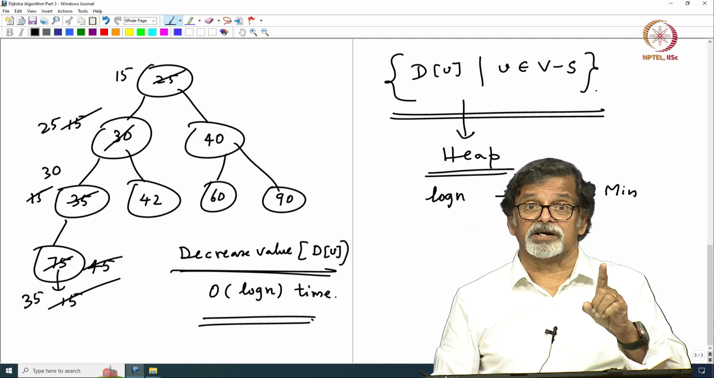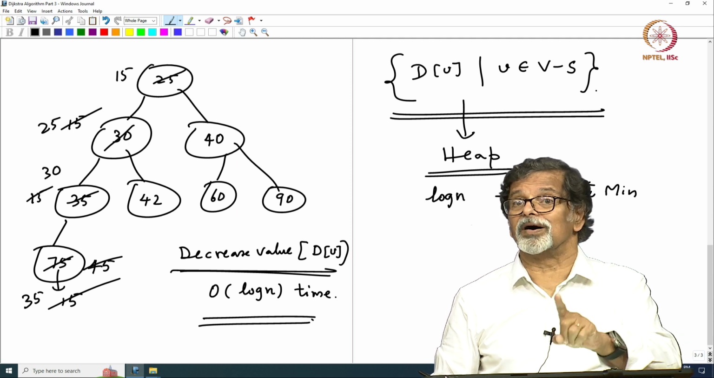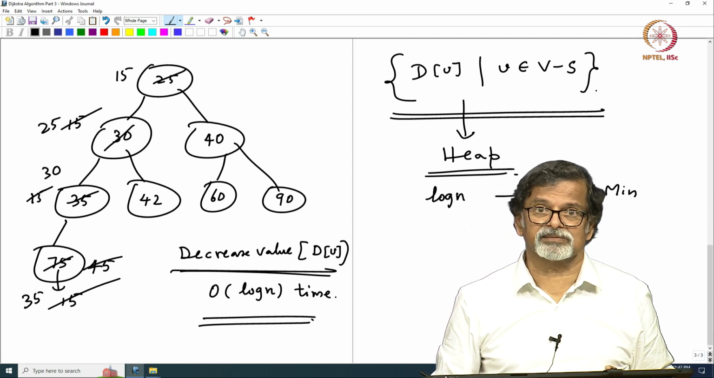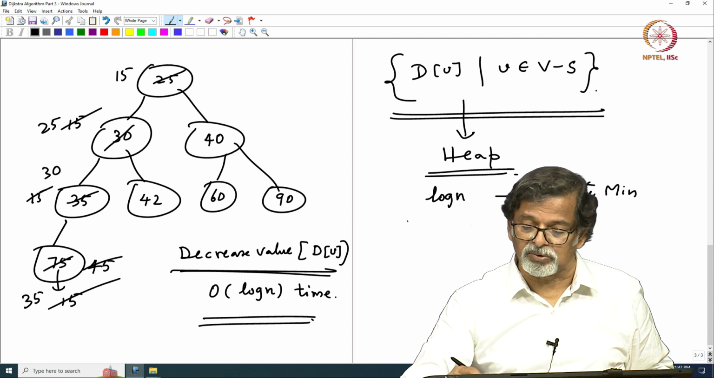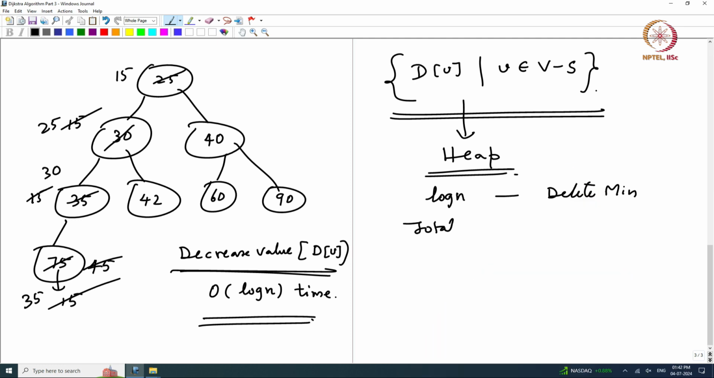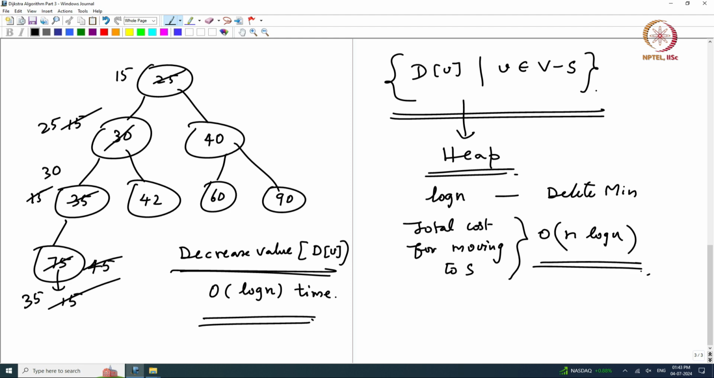In every iteration you are performing one delete min operation. Therefore, the total cost of moving to S, every step you move one means you are deleting, that will be n log n. It is upper bounded by n log n.